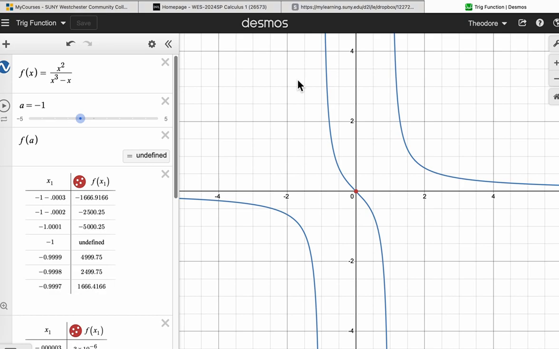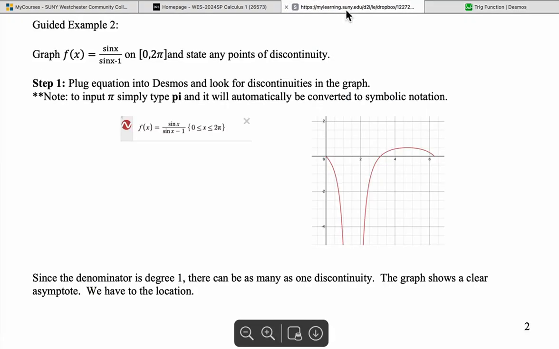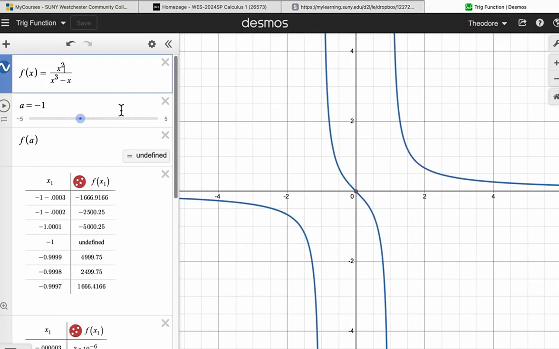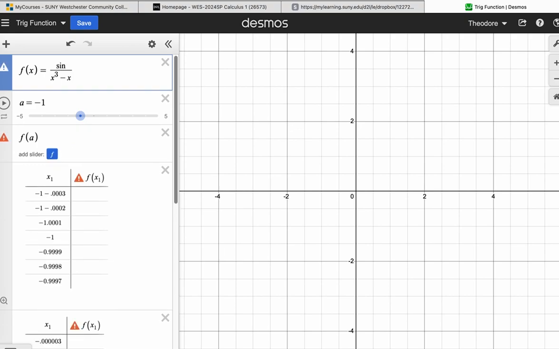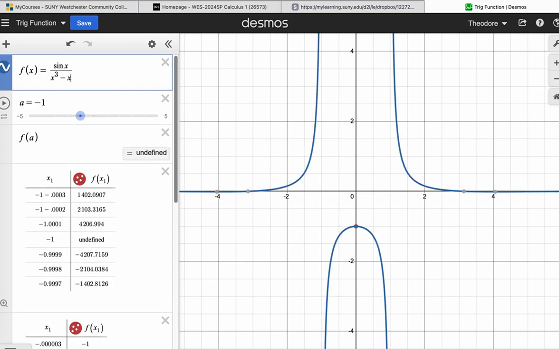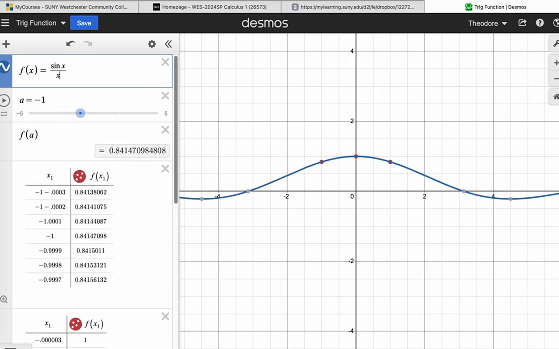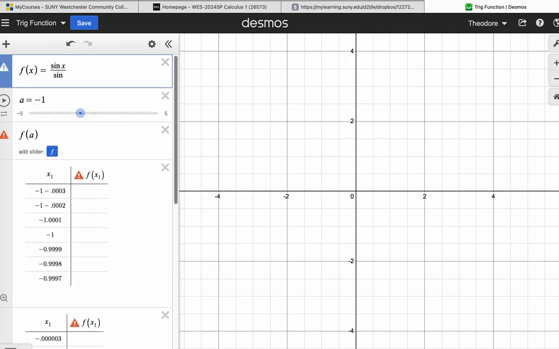That's actually one of the reasons why I have you do this, is that you can set up a single Desmos and just modify it rather than reinventing the wheel every time. All right, so we have sine x over sine x minus 1. So you can just type it in. The default setting is radians, so we're good there.